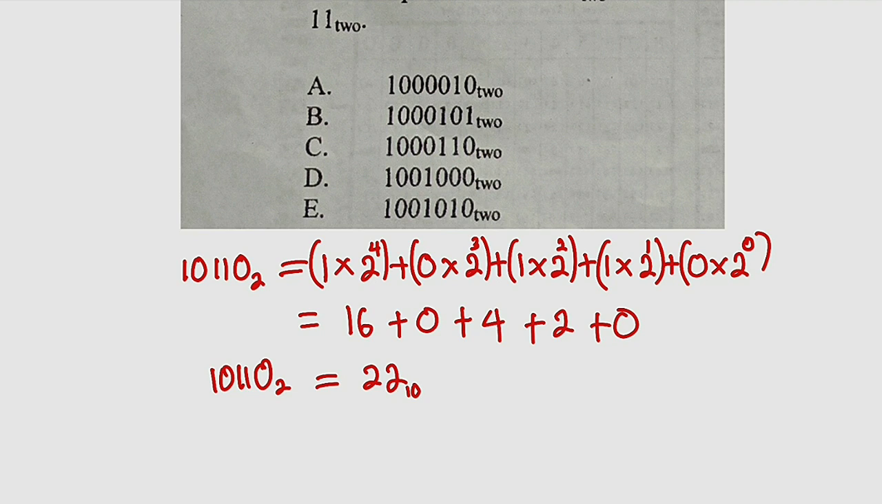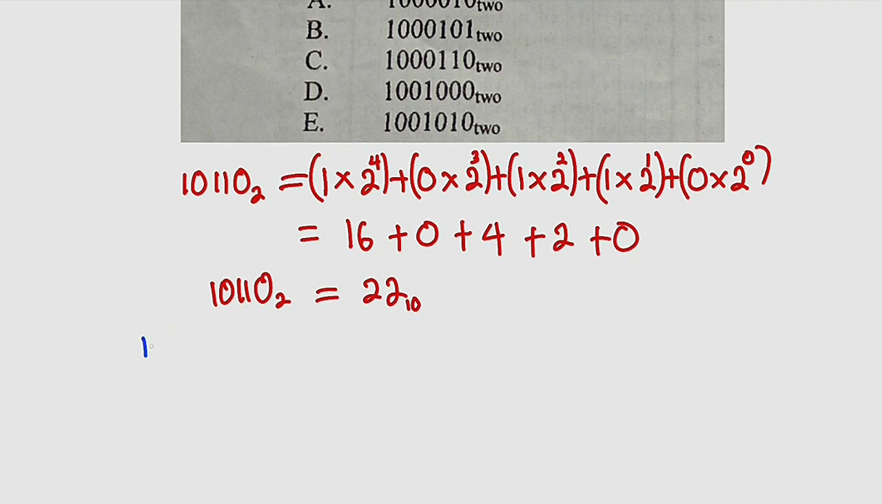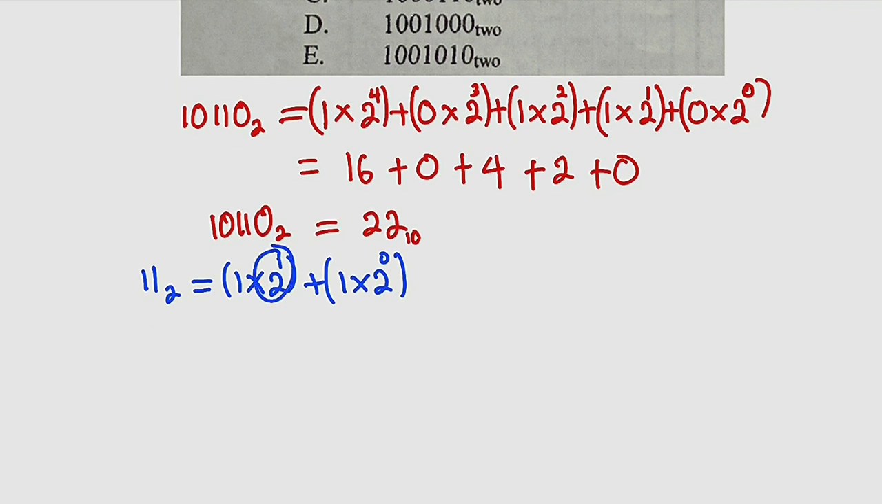Let us take the next number. The next number is 11 in base 2. This is equal to the first digit times the base plus the second one times the base. Assign indices 0 and 1. Simplify to get a number in base 10. 2 to the power of 1 is 2, times 1 is 2, plus 2 to the power of 0 is 1, times 1 is 1. So all of this gives us 3 in base 10.